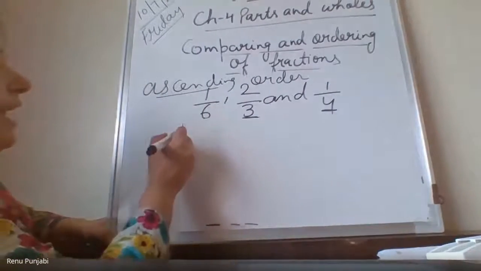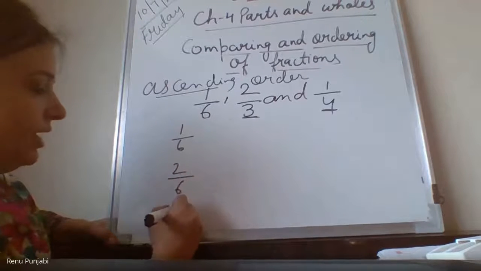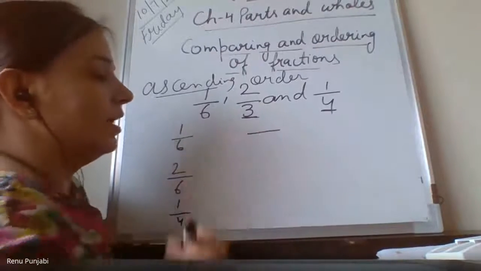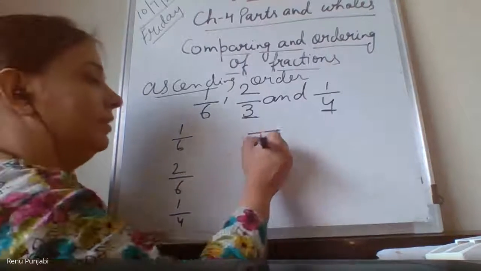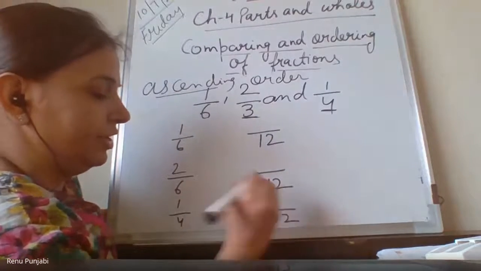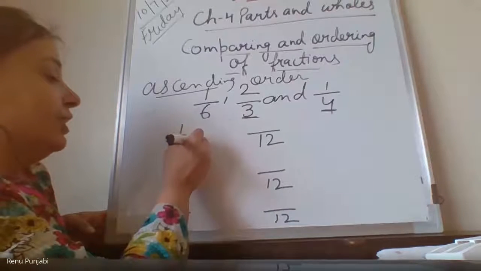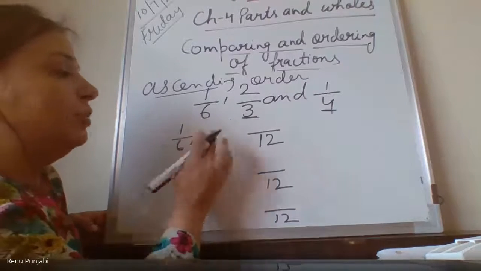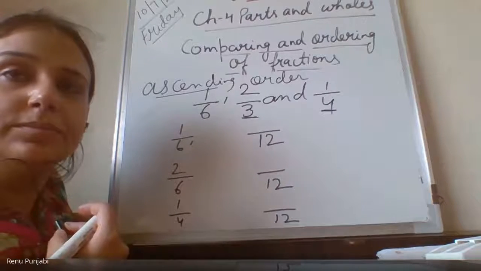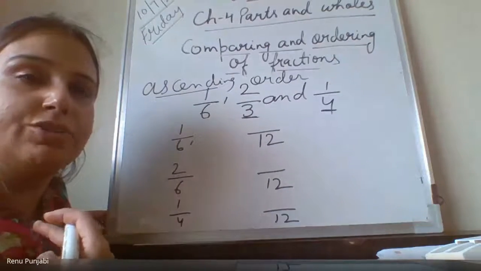So you will write the fractions lengthwise: 1 upon 6, 2 upon 6 and 1 upon 4. These were your fractions, and your LCM was 12. So in all you will write 12 as the denominator, because your denominator is now the same in all the fractions. With which number will you multiply to get the 12? Please write the answer in the chat box, children.